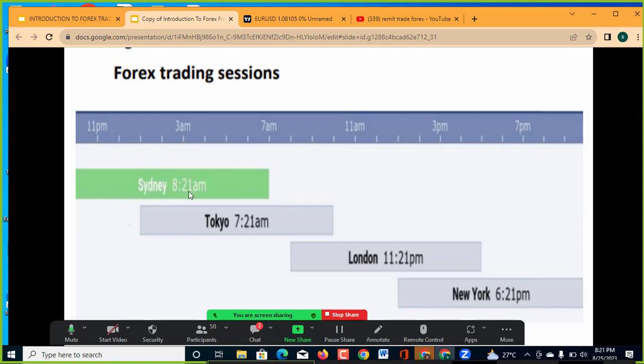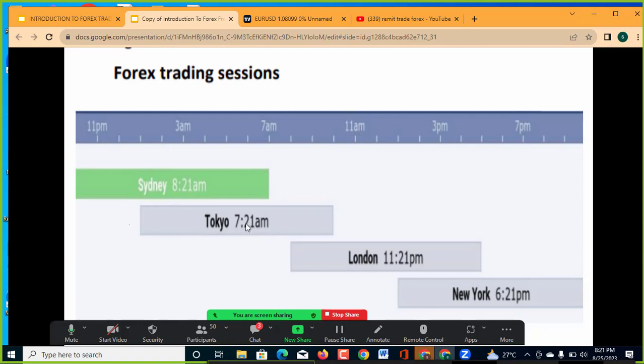So the first session here is the Sydney session. Sydney is located in Australia. That is the Oceanic. It opens at 10 p.m. on Sunday, breaking into Monday, and runs through to 7 a.m. on Monday morning. Then the Tokyo session, Tokyo in Japan, starts at 1 a.m. in the morning and runs through to 10 a.m.